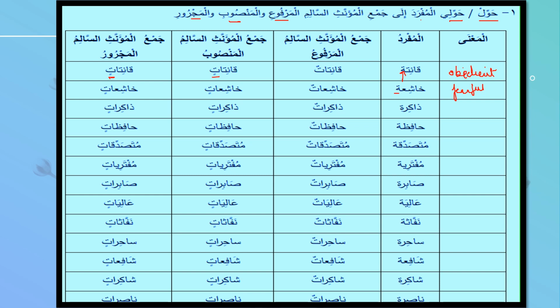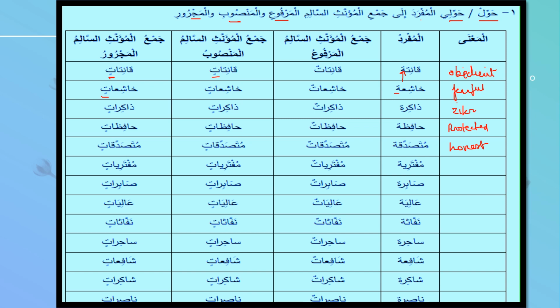Khashi'at, khashi'atin, khashi'atin. Dhakira means the one who remembers, does dhikr. So I'll write dhikr. And now dhakirat, dhakiratin, dhakiratin. Hafidha means the one who protects, the protected one. Hafidhat, hafidhatin, hafidhatin. Mutasaddiqa, the honest one. Mutasaddiqat, mutasaddiqatin, mutasaddiqatin.